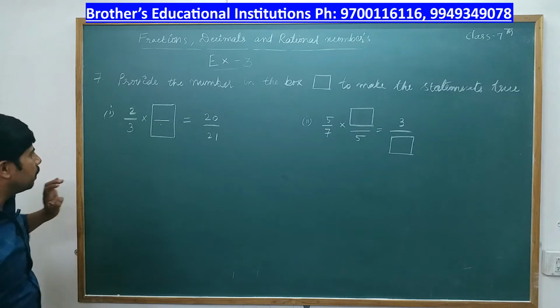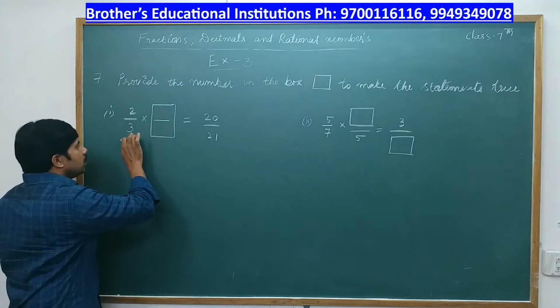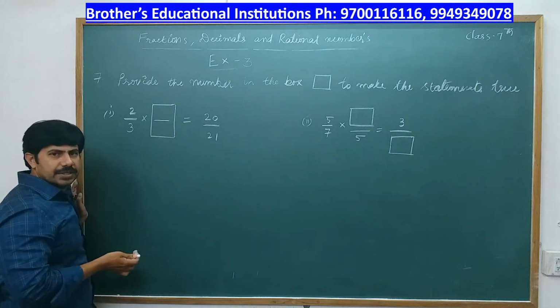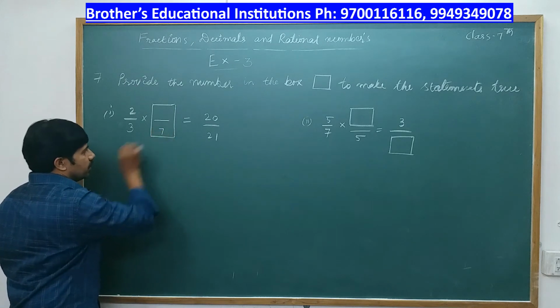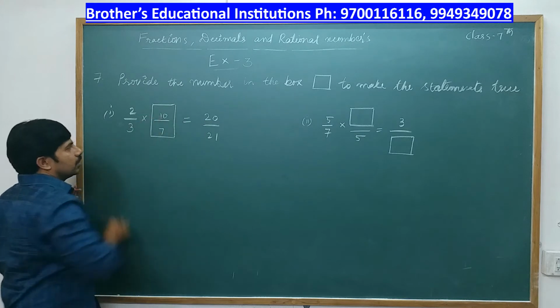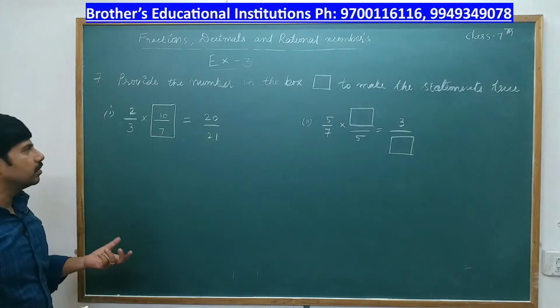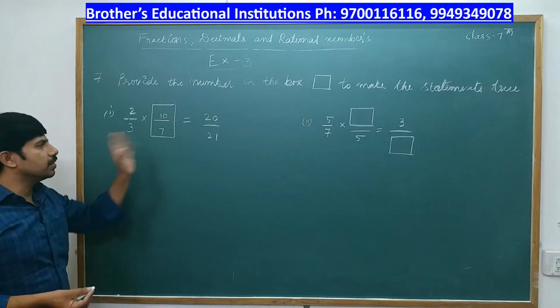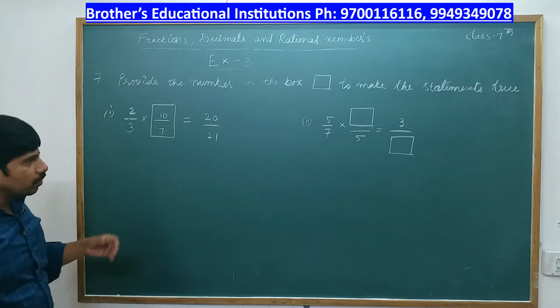So it's very simple. See, 3 goes how many times in 21? It is 7 times. So write 7. 2 goes how many times in 20? 10 times. So answer is 10/7. Okay, 2 tens are 20, 3 sevens are 21. So this is over. Now we'll go to the next sum.